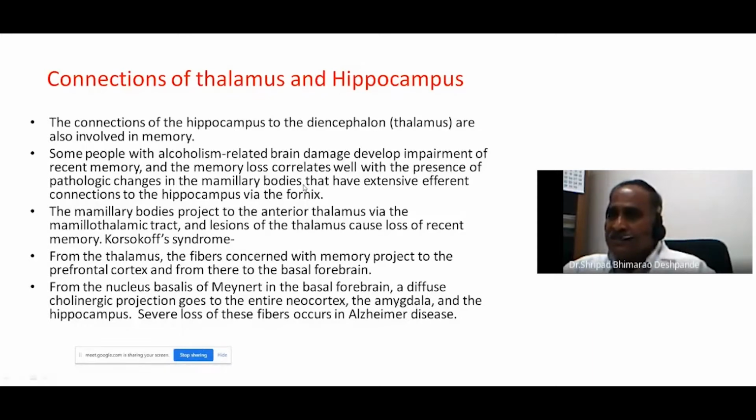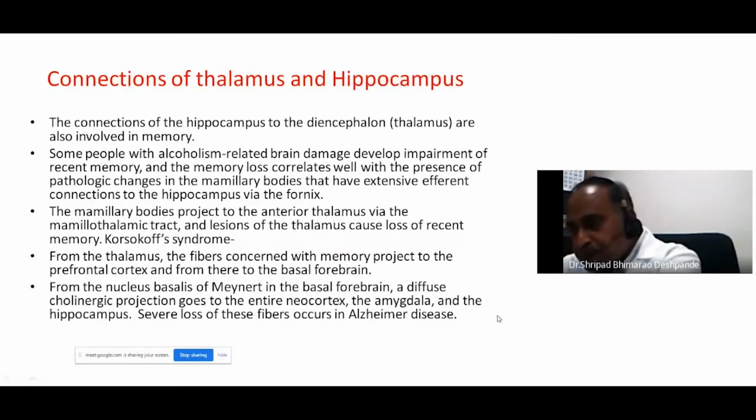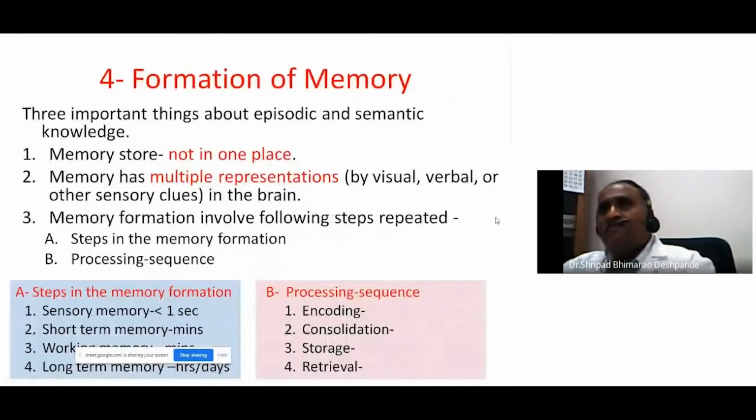So I just gave you a brief idea about two diseases: anterograde amnesia, which happens in Korsakoff syndrome with lesions of the mammillothalamic tract, and lesions of the nucleus basalis of Meynert. We have the loss of short-term memory because the neocortex, amygdala, and hippocampus are not connected. That is Alzheimer's disease. Then, how is the memory formed?